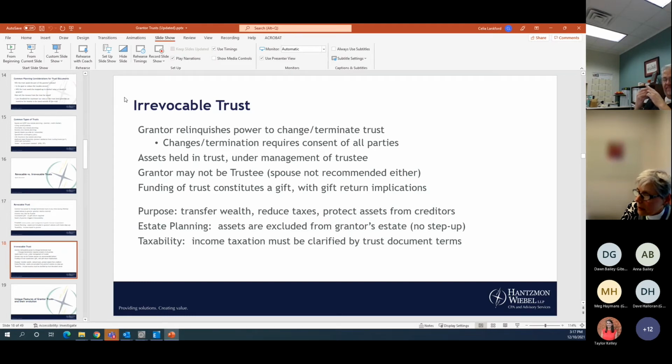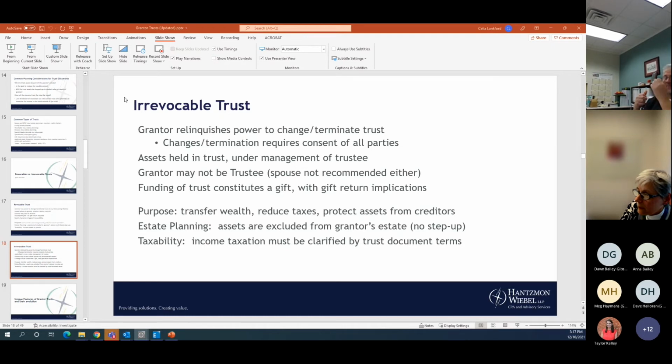And finally, the funding: when you put assets into that trust, it is considered a completed gift for estate planning purposes, which means that you need to prepare a gift return. The purposes of an irrevocable trust are many, but oftentimes to transfer wealth, reduce taxes, and protect assets.